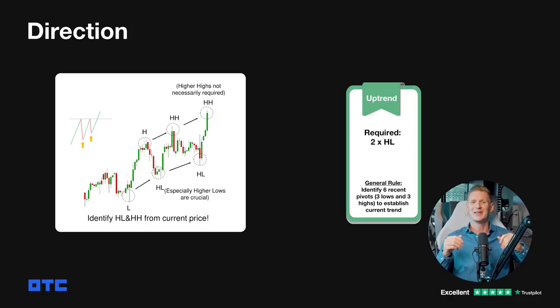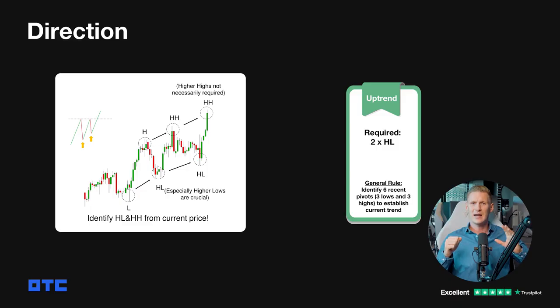As we discussed earlier, we use pivot points to identify directional trends. Pivots represent the true turning points in price action, helping us pinpoint changes in direction with precision. Looking at this chart, we start by focusing on the current price and work our way from right to left, identifying the 6 most recent pivot points. Typically, we look for 3 pivot lows and 3 pivot highs. This process provides us with a structured foundation to analyze the market's current trend.